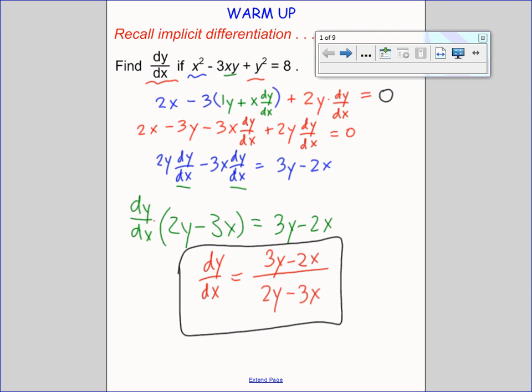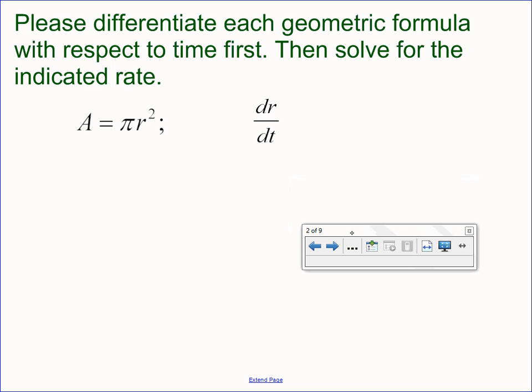Well, just like we differentiated this y term with respect to x, and it spit out a dy/dx, the times the derivative of the base, so too, when we differentiate quantities in a related rates problem with respect to time, it'll spit out a dA/dt, or a dr/dt, or a dy/dt, or a dz/dt, the derivative with respect to time. And that's what related rates is all about.